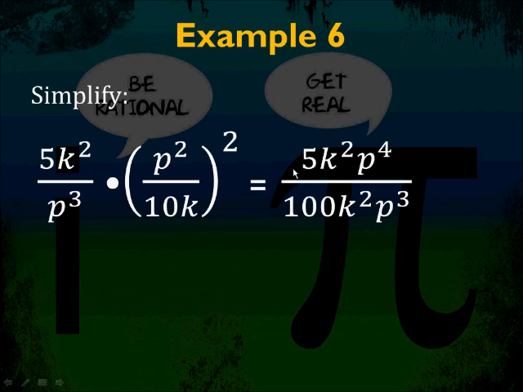Now we reduce the fraction. To make this relatively prime, we can see that 5 is a common factor. This reduces to a 20 on the bottom. What about the k squareds? Well, they nicely cancel out. And with p to the 4th and p to the 3rd, the p to the 4th is bigger, so we keep the p on top. Your answer simplifies to p over 20.